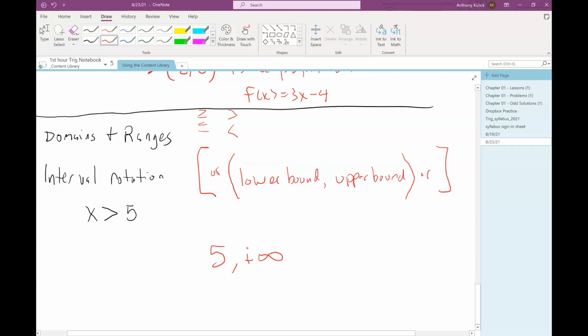So is 5 included in the numbers that are greater than 5? No, right? Because it's a strict inequality, we should use a parenthesis. Is infinity a number we can actually reach? No, it's more like a concept. You can't plug infinity in and do calculations with it, so that'll also get a parenthesis. Infinities always get a parenthesis stuck on them. So that's easy to deal with.